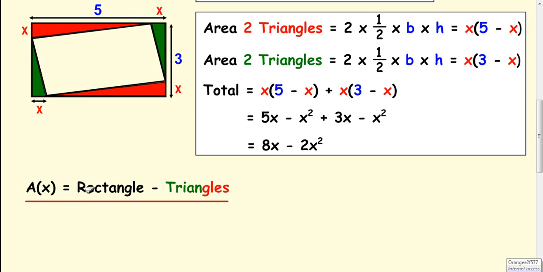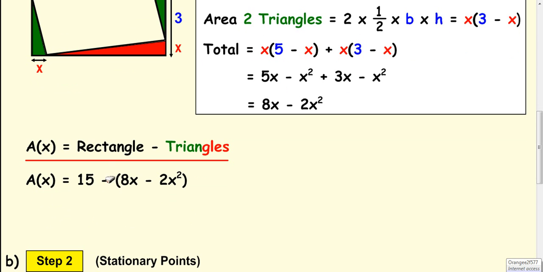Okay, so to get your function for the area of the parallelogram, you get your rectangle, which is 15, and subtract the triangles. It's really important to put this into brackets because there's two terms. So we're subtracting 8x minus 2x squared. When you're doing this, you're multiplying the brackets by -1. So that goes to minus 8x, and that goes minus 1 times minus 2x squared, so that's plus. So there's our function.